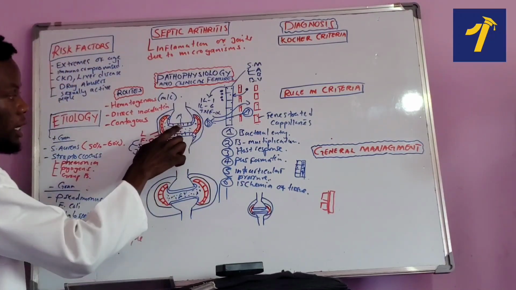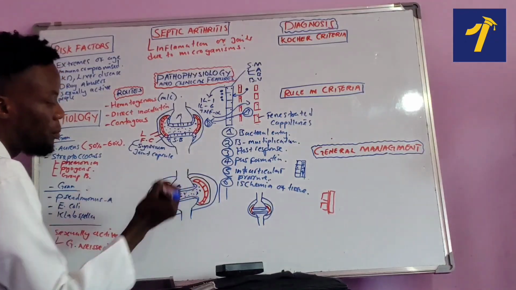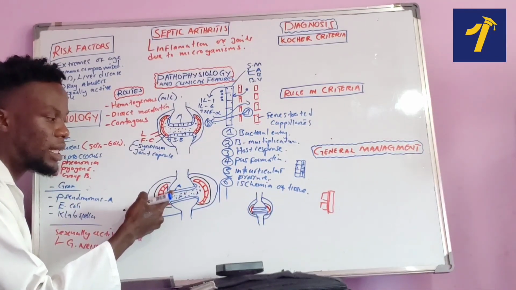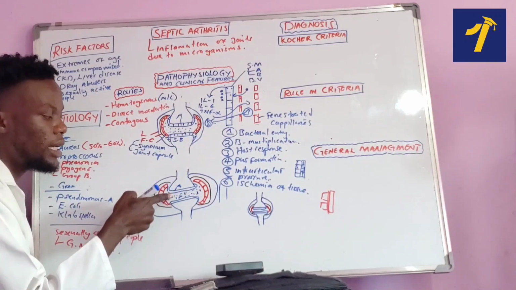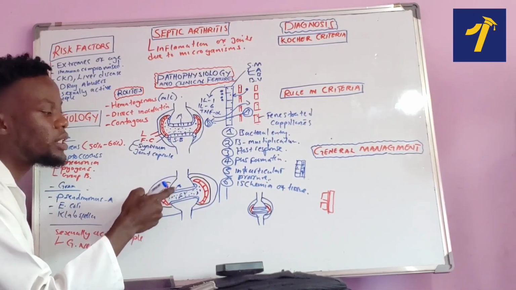Articular cartilage. As you can see, this articular cartilage, which is this one, will have ischemia. Why? Because this is avascular. Remember that it doesn't have blood vessels. It solely depends on the synovial fluid for nutrition.